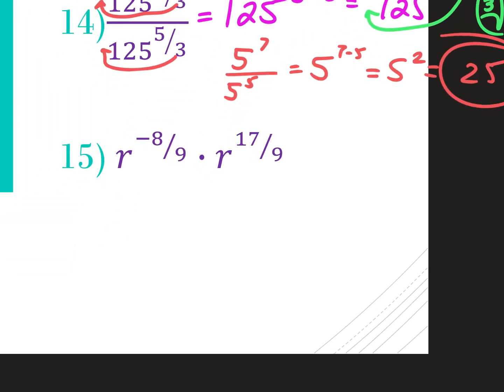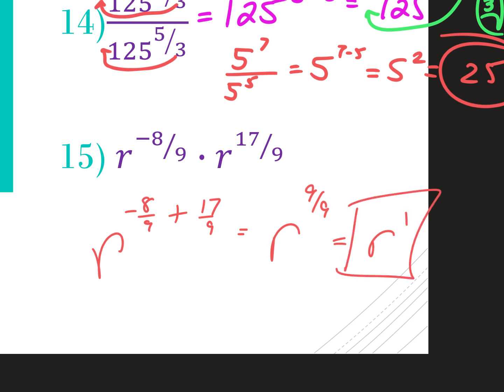All right, same base, multiplying, what do we do? Add. So I write a big R, we rewrite the base, and I have negative 8/9 plus 17/9 gives me R to the what? Yep, 9 over 9, which is r to the first power. Is it wrong if I write the 1? No. Is it okay if I don't? Sure. You don't have to write 1 as a coefficient. You don't have to write 1 as an exponent. But if you do, not a big deal. If it helps you, if it makes you feel better, do it.